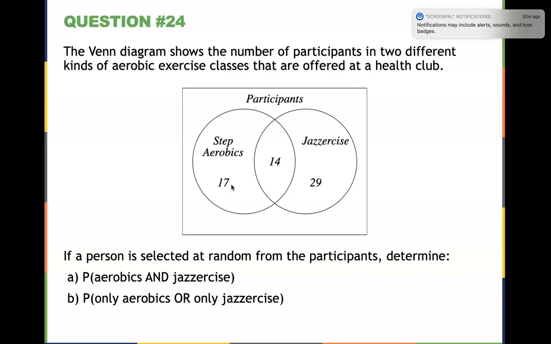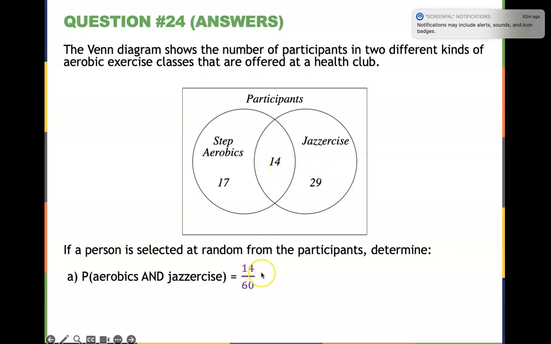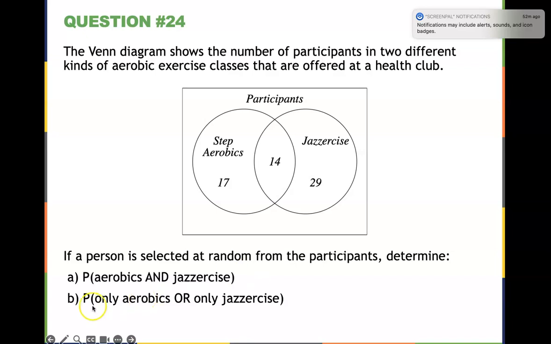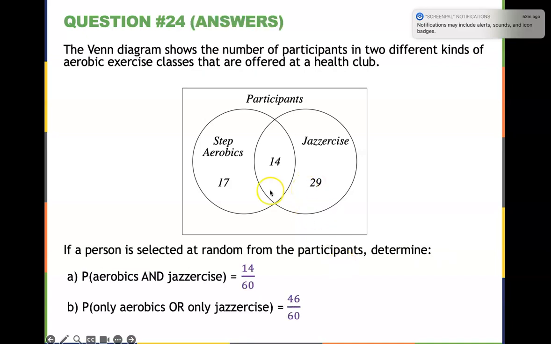So we would say if a person is selected at random from the participants, determine the probability that they are in aerobics and jazzercise. Notice that would be 14 of the 60 people. And then the second question was the probability of only aerobics or only jazzercise. These are mutually exclusive, so we can add the 2 individual probabilities together, and that would be the 17 over 60 plus the 29 over 60.